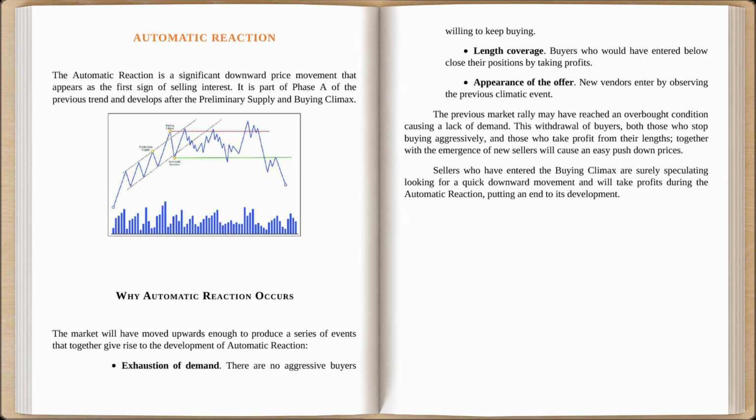This withdrawal of buyers, both those who stop buying aggressively and those who take profit from their longs, together with the emergence of new sellers, will cause an easy push down of prices. Sellers who have entered in the buying climax are surely speculating, looking for a quick downward movement, and will take profits during the automatic reaction, putting an end to its development.